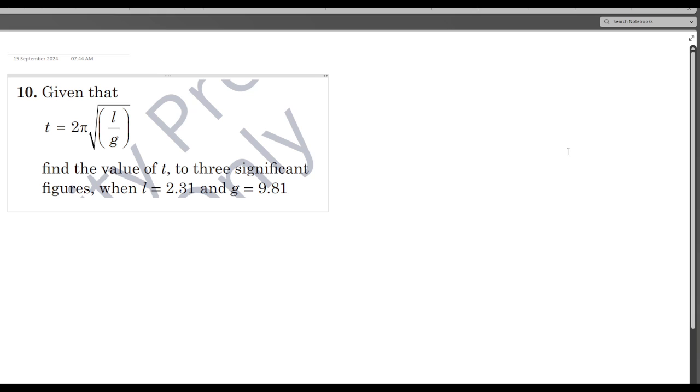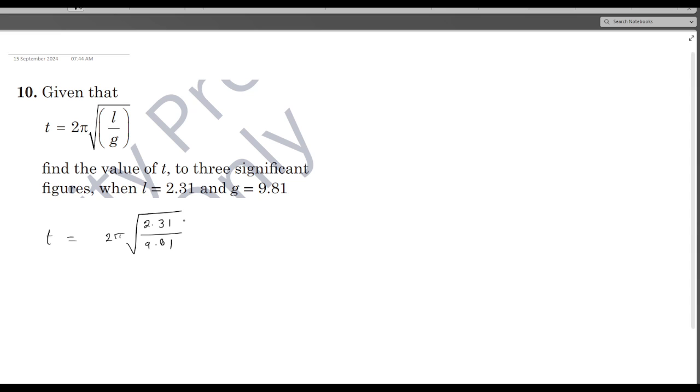Again, 10th question. Given that t is equals to 2 pi square root of L upon G, find the value of t to the three significant figure when L is 2.31 and G is 9.81. So your t is 2 pi root of L upon G. L is 2.31 and G is 9.81. Find the value of t to three significant figure.